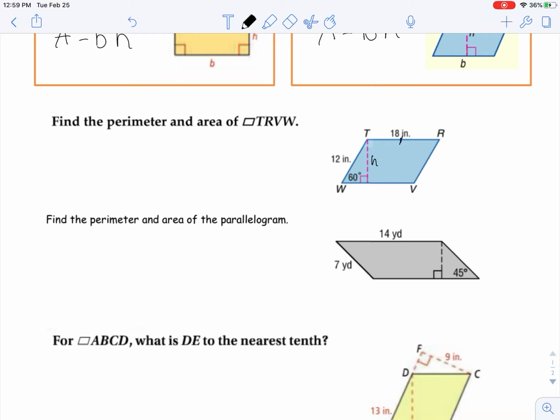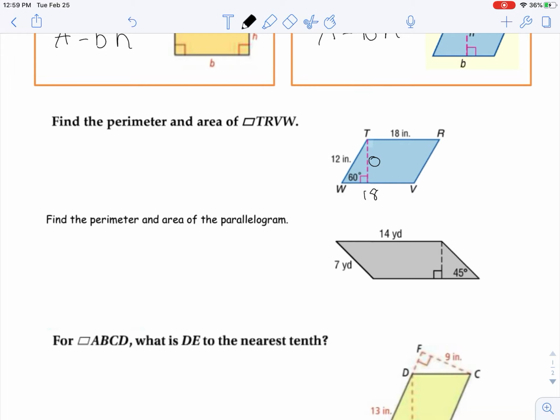Now, how do I know I have base times height? Well, if this is 18, then this is 18, and these are perpendicular. And that's what I just said. They have to be perpendicular for it to be an altitude or a height. So that's what we need to do. We need to figure out what the height of our parallelogram is if this base is 18. So how would we do that?